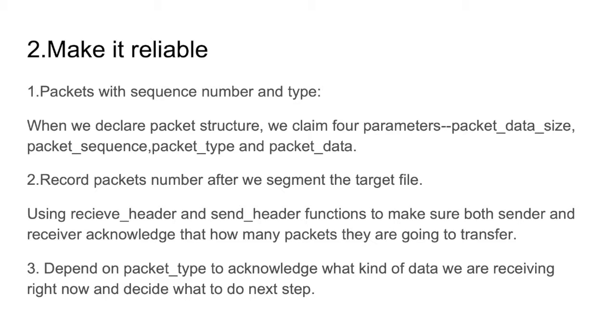And the second thing we did is record the packets number after we segment the target file. Here the packets number means the total pieces we have cut the file into. We use the receive header and send header functions to make sure both sender and receiver acknowledge how many packets they are going to transfer. And the third thing is about the packet type. We depend on packet type to know what kind of data we are receiving or sending right now, and decide what to do next.